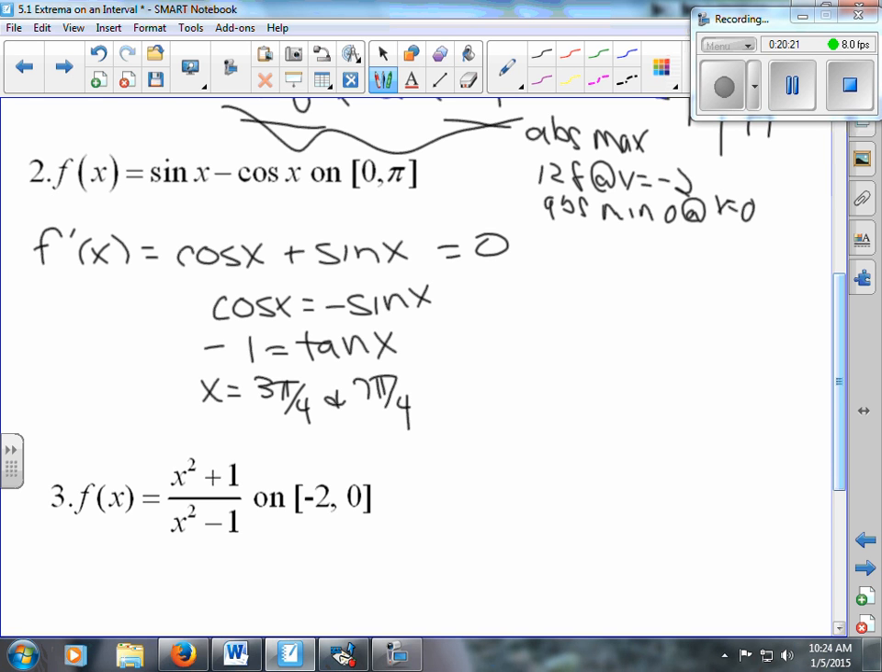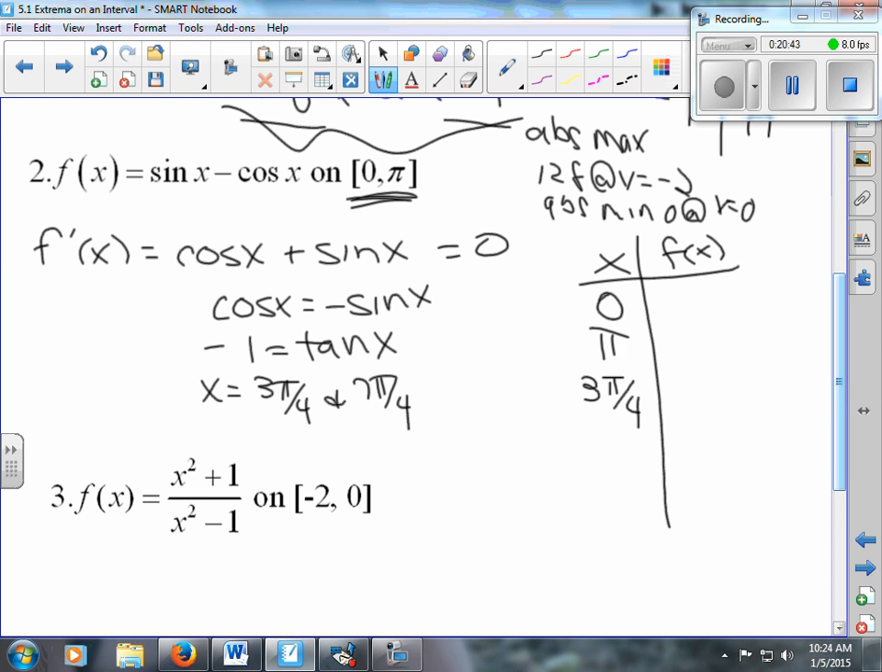And so now, x, f of x, I have 0 and pi as my endpoints, so I'm going to check those. But for my critical numbers, I'm not going to check 7 pi/4 because that's outside of this interval. I will have a local min or max there, but it's not in the area in question, so I don't consider it. And then I'm going to do 3 pi/4. And then we plug this into our original.